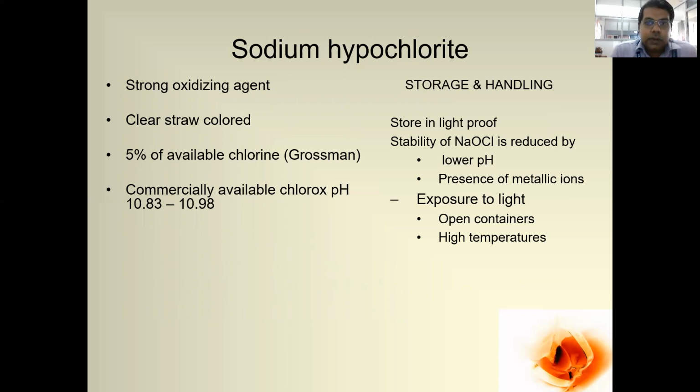The stability of sodium hypochlorite is reduced by lower pH, the presence of metallic ions, and exposure to light. When you keep it in a container, make sure that the container is kept closed and it is kept at normal room temperature, not at very high temperatures.